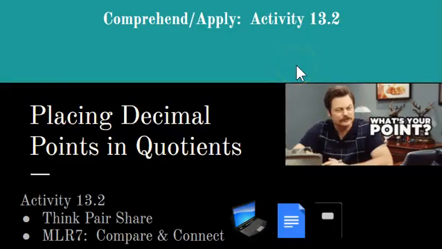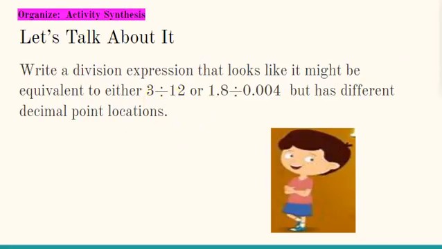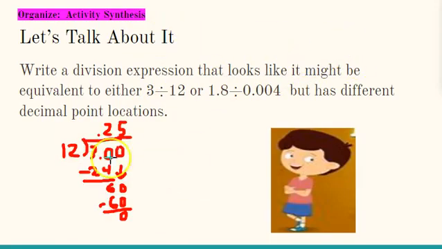All right, knowing this, let's talk about placing the decimal point in some quotients. So I've got 3 divided by 12 and 1 8/10 divided by 4 thousandths. What are some different expressions for each of those? Well, here you're talking about 3 divided by 12. Oh, let me fix that. So you divide this one out, you end up with 25 hundredths.